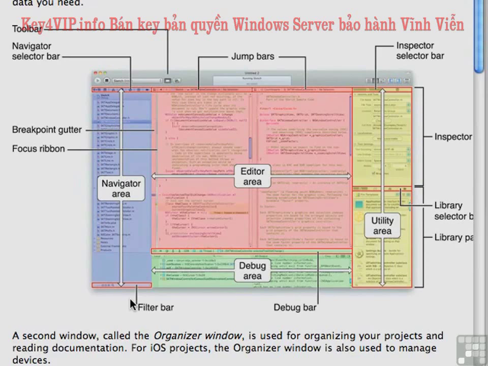With other navigators, such as the Debug Navigator or the Breakpoints Navigator, the filter bar offers buttons for filtering those navigator displays, such as showing only enabled breakpoints. And as you can see, there's a breakpoint gutter for where your breakpoints appear, and a focus ribbon, which we'll be talking about in a minute.